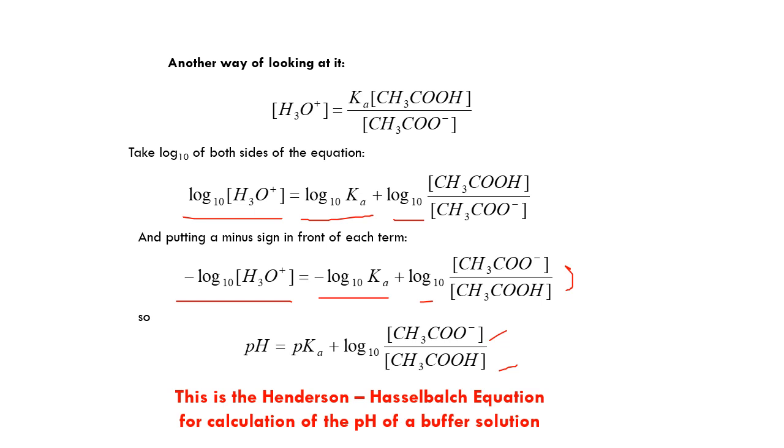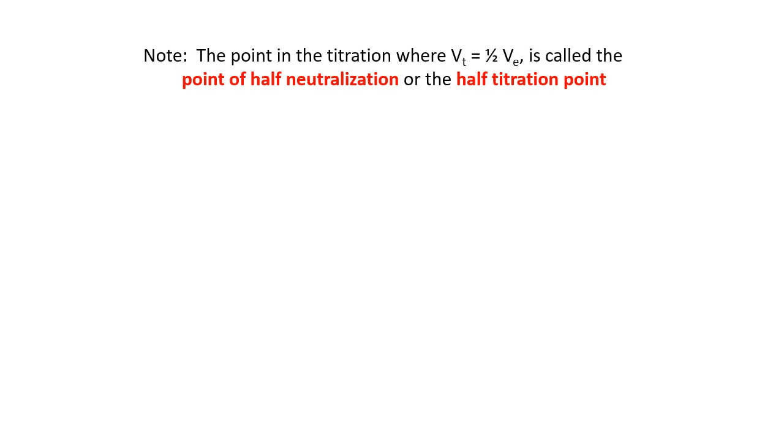This is the Henderson-Hasselbalch equation that can be used for the calculation of the pH of a buffer solution. And if you apply this equation to the example we just looked at, you should get the same result. So let's now look at another important point in your titration.